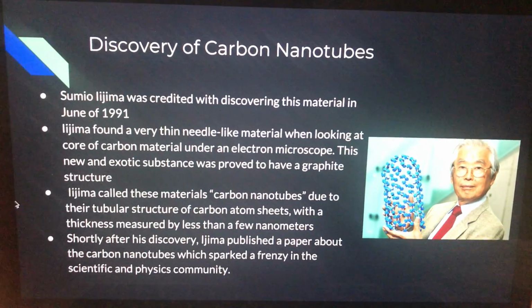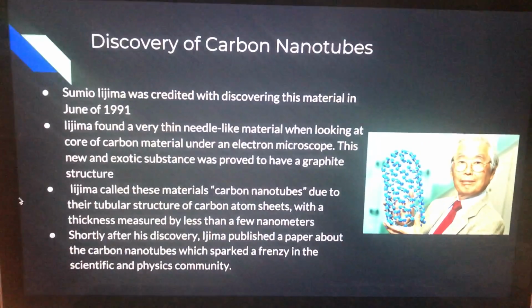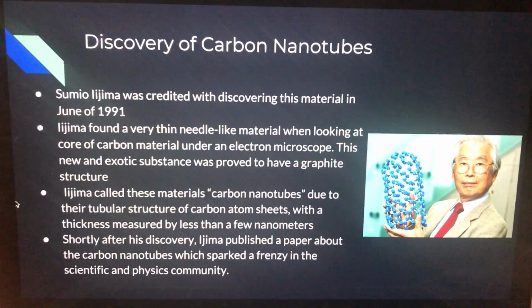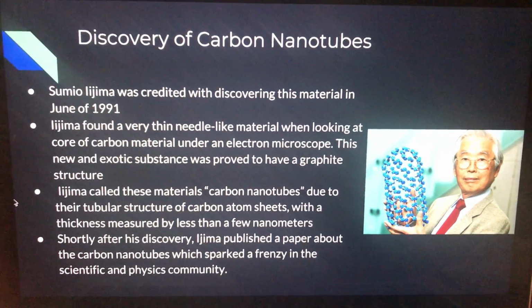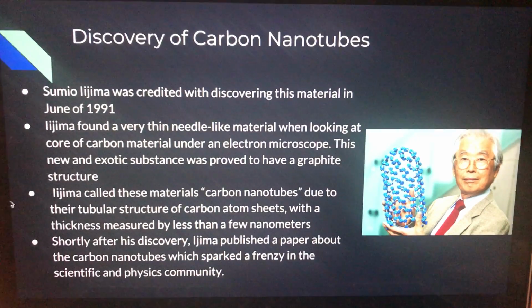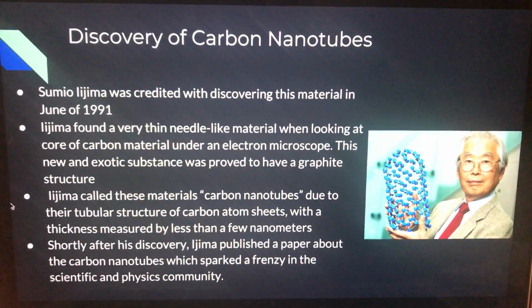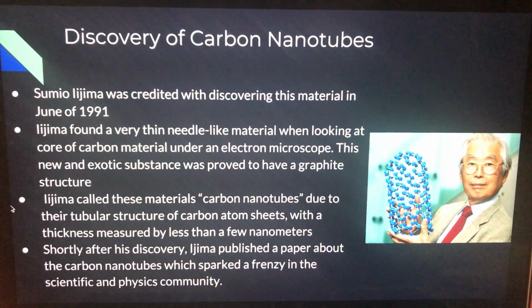If one was to look into the discovery of carbon nanotubes, the first name that would surface would be Sumio Ojima. Ojima discovered these extremely small tubes of graphitic carbon in June of the year 1991. Ojima found a very thin, needle-like material when looking at the core of carbon material under an electron microscope. This new and exotic substance was proved to have a graphitic structure.